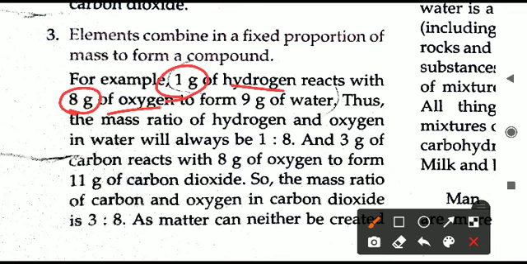1 is hydrogen, 8 gram is oxygen. So what will the ratio be? The ratio will be 1:8. It is the ratio by proportion by mass.